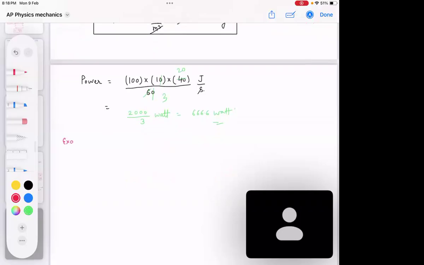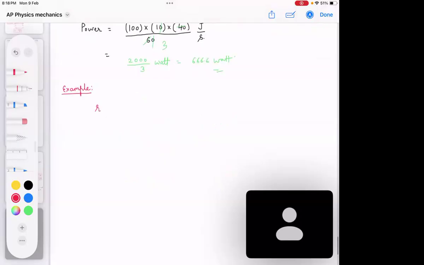Let's discuss the next example. In this example, what happened? The question gave R, the position of the particle. The position of a particle is given to us as t cube i cap plus 3t square plus 4t j cap. The position of the particle as a function of time in the form of i cap and j cap is given. T is the time here in the question.